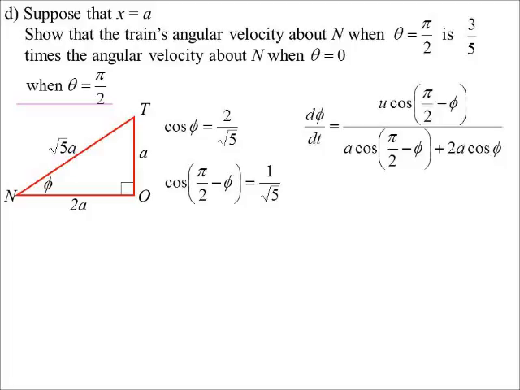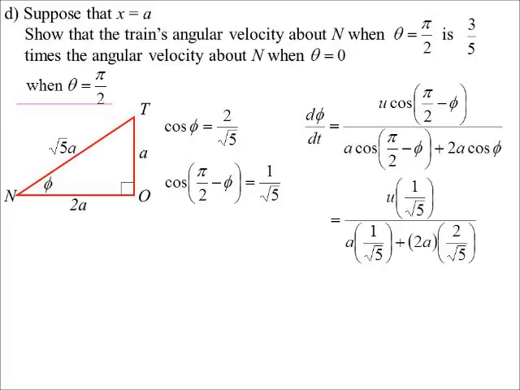Subbing into our formula. So there's our formula: u cos(π/2 − φ) over a cos(π/2 − φ) plus 2a cos φ. Remember that was a plus x, but we've said x is equal to a. Subbing in those ratios we just worked out, 1 on root 5 and 2 on root 5, the root 5s are all going to cancel there. I end up with u on 5a. So, okay, I know the angular velocity when θ is equal to π/2. Hopefully we can show that this is going to be 3/5 of our next answer.